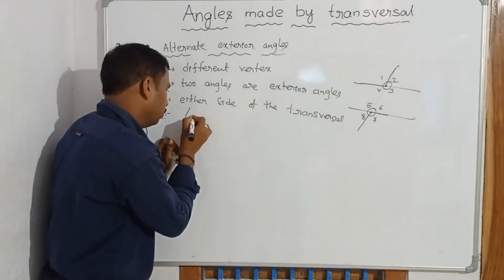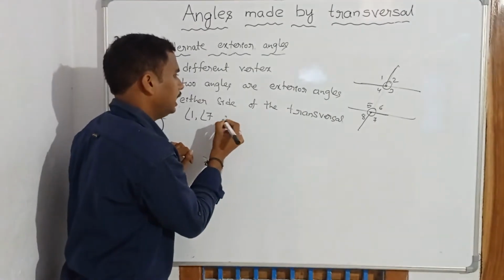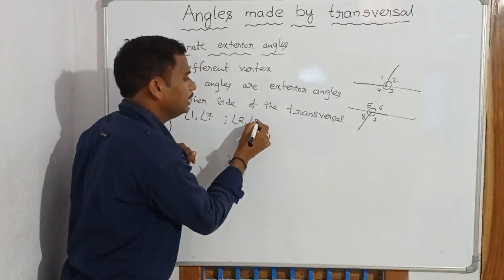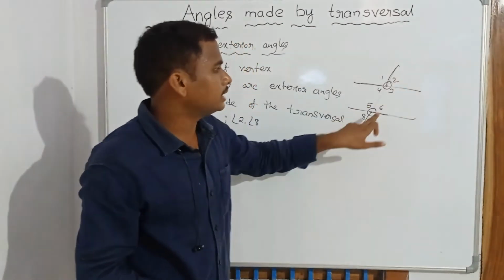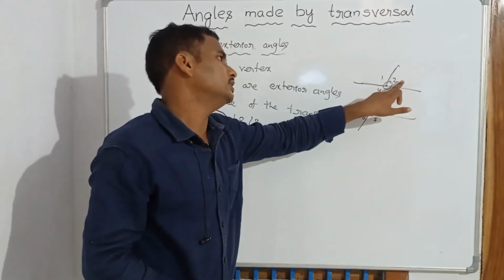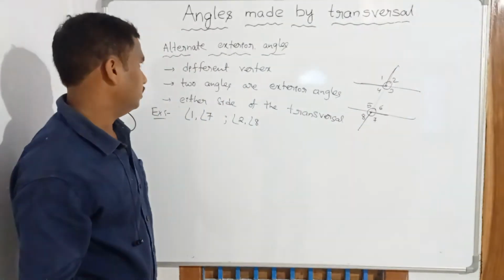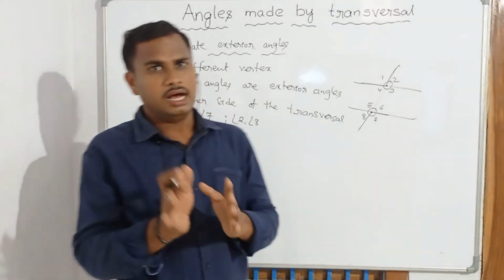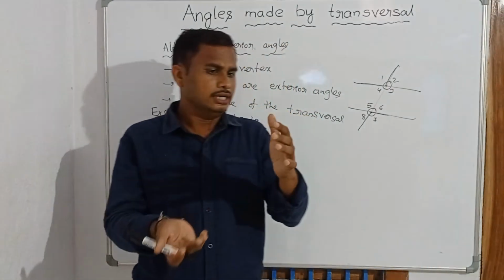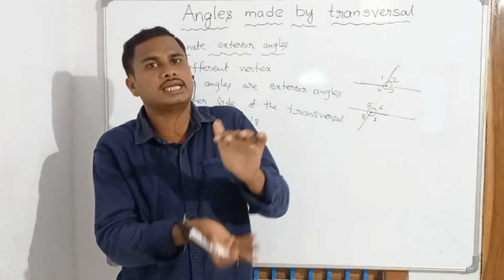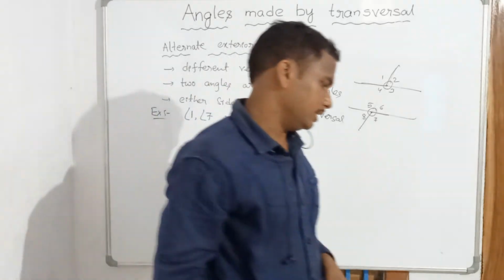That means angle 1 and angle 7 are alternate exterior angles, and angle 2 and angle 8 are also alternate exterior. Different vertex, two angles are exterior angles, and on either side of the transversal. 8 is left side, 2 is right side. Okay, alternate interior angles, alternate exterior angles. The difference is, in alternate interior angles two angles are interior, in alternate exterior angles two angles are exterior. Very good.